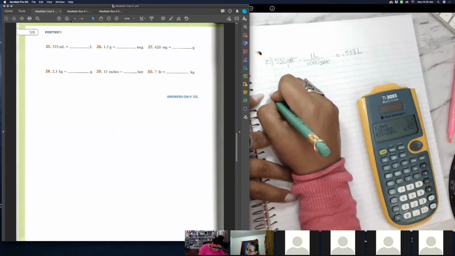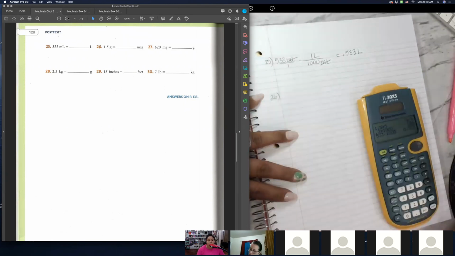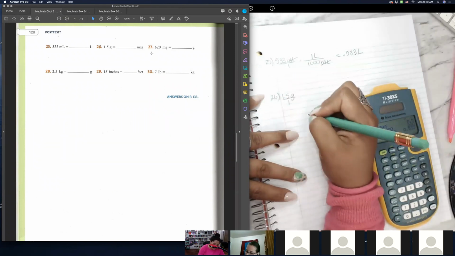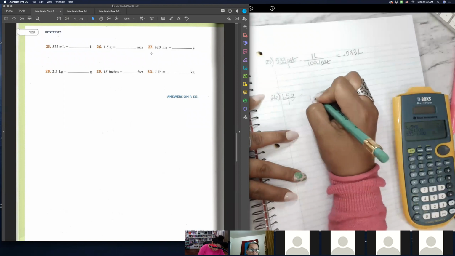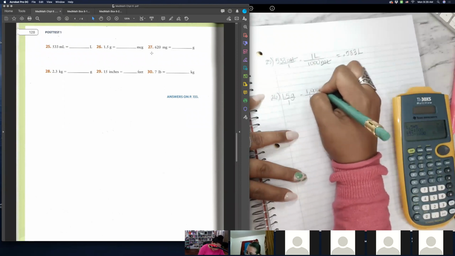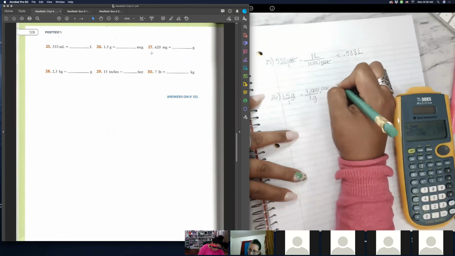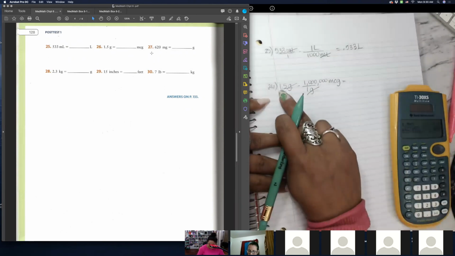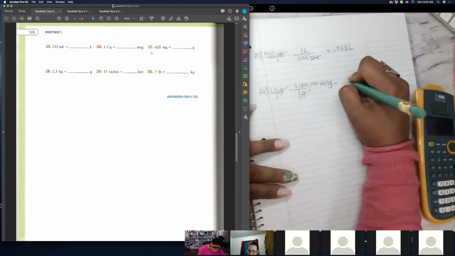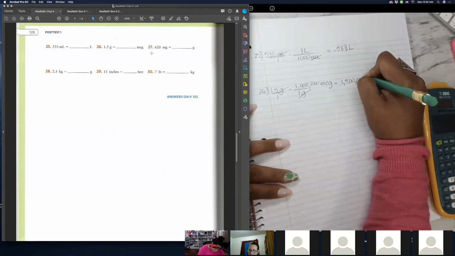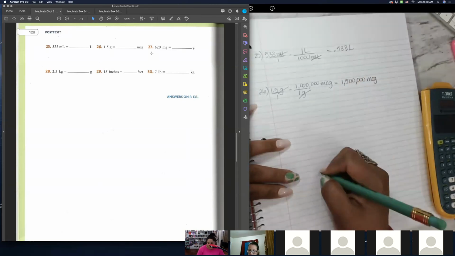26. It's 1.5 grams. And we're converting to micrograms. So again, 1 gram equals 1,000,000 micrograms. Our units are going to cancel, and then 1.5 times 1,000,000 is going to be 1.5 million micrograms.